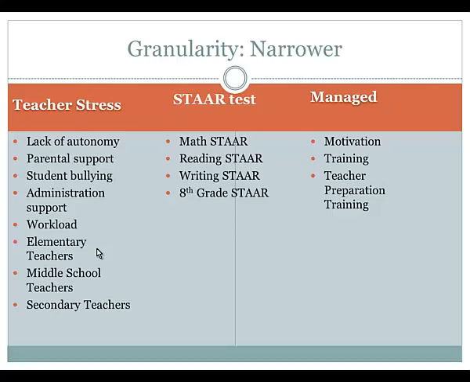When I start a search, maybe I end up with too many results. And so I like to think of how I can make my searches more broad or more narrow. Now, some of these terms need to be broader and some of these terms need to be narrower. I can tell you right now, the STAR test, I probably should be doing a broader search, not a narrower one. But for example, if I'm looking at teacher stress, ways to make this narrower. I could consider the causes of teacher stress. I could consider lack of autonomy, parental support, student bullying, administration support, workload. I could consider which teachers are getting stressed out, elementary school, middle school, secondary.